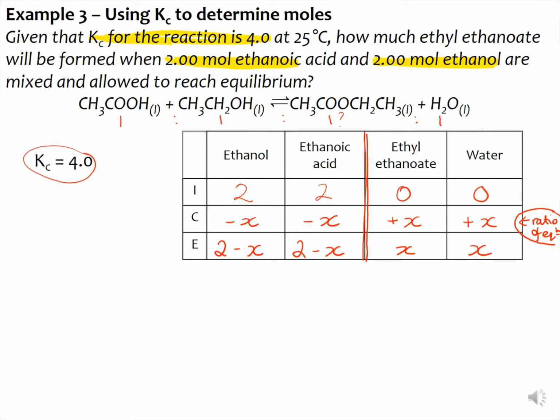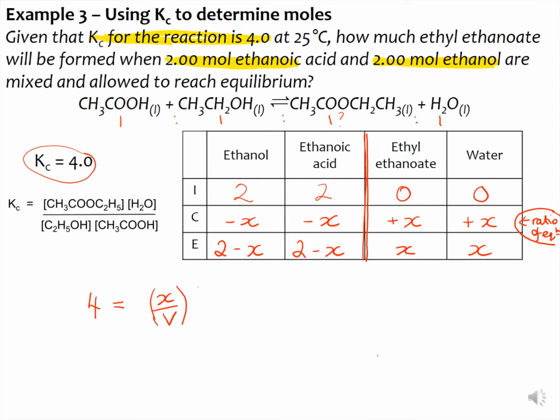So what can we do now? Well, we know our Kc expression. We know that Kc, as we've looked at before, is the concentration of the products over reactants. So we can put that into our equation. Kc we've said is 4. The concentration of ethyl ethanoate will be x divided by the volume. That's going to be times by the concentration of the water, which is also going to be x moles, because that's how much we have at equilibrium, divided by whatever the volume is.